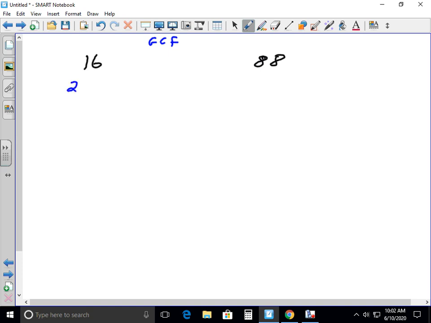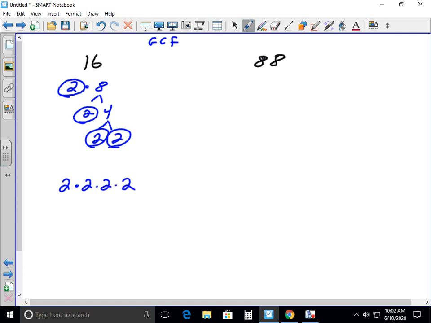16 is 2 times 8. 2 is prime. 8 is 2 times 4. 2 is prime, and 4 is 2 times 2. So the prime factorization of 16 is 2 times 2 times 2 times 2. And remember, that's unique. There is a unique list of prime numbers that when you multiply them together make 16.